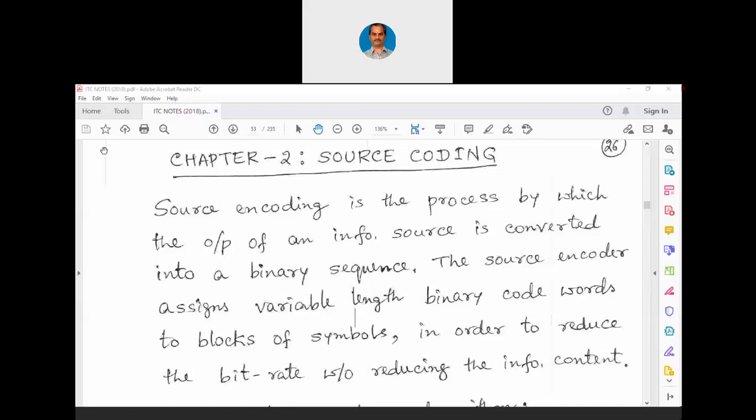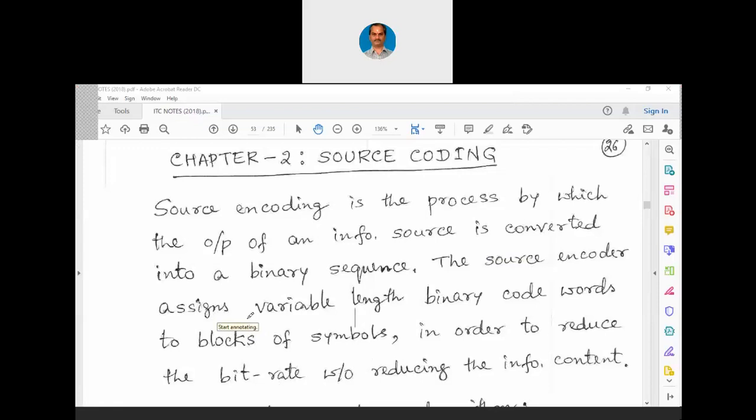Let me start with source coding. Source encoding is the process by which the output of an information source is converted into a binary sequence, as I have already told you. The source encoder assigns variable length binary code words to blocks of symbols in order to reduce the bit rate without reducing the information content. Let me again annotate.